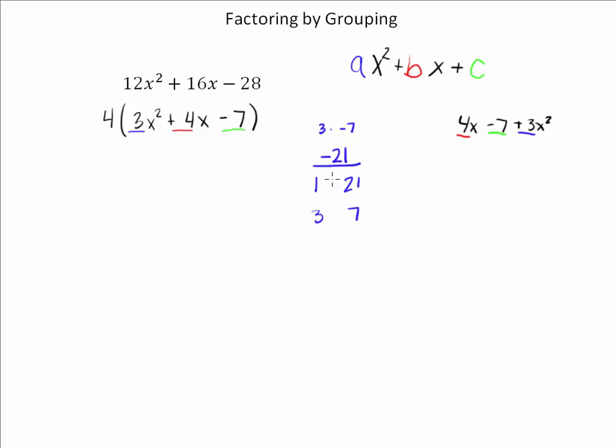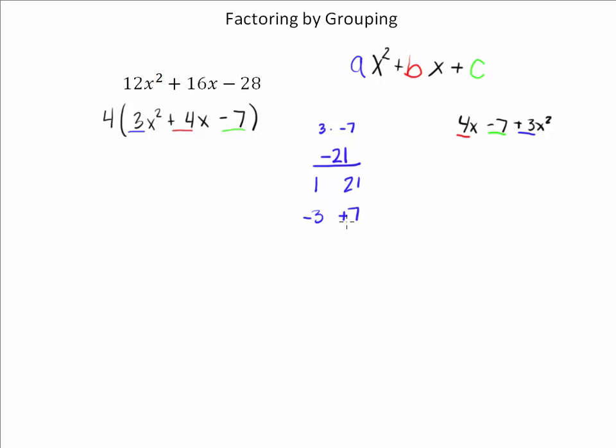Well, 1 and 21, if I add them together I get 22, if I subtract them from each other I get 20. 7 and 3, if I add them together I get 10, but if I subtract a negative 3 from a positive 7, I end up with a positive 4. Okay, so I want these signs on my 2 numbers because that gives me a positive 4.